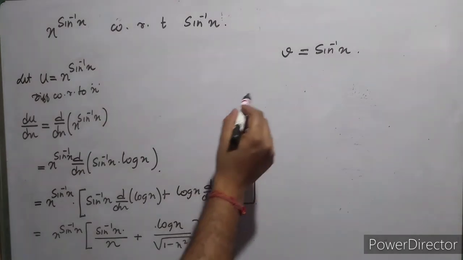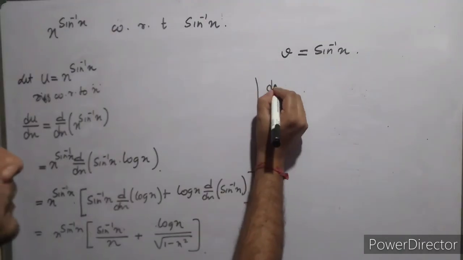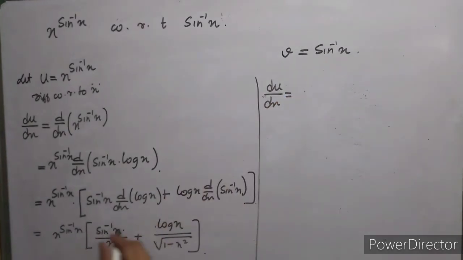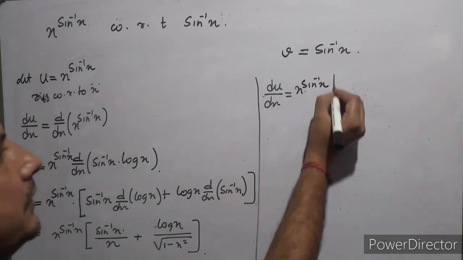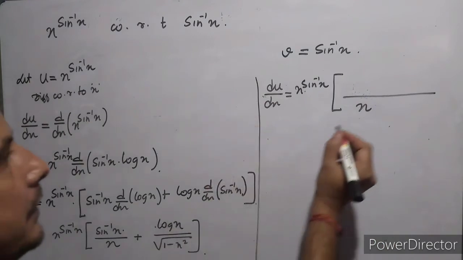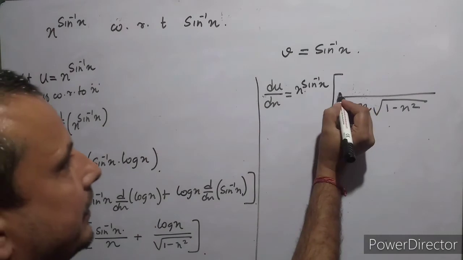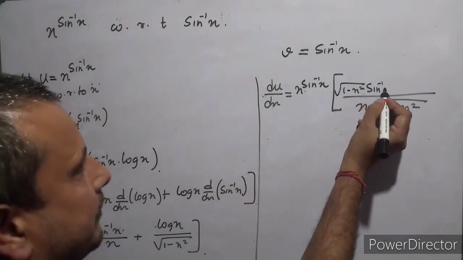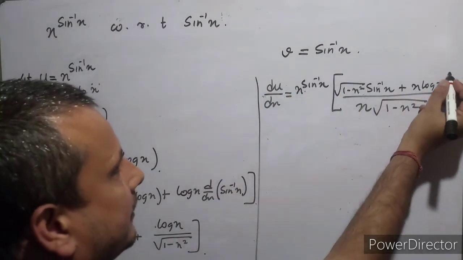Now I'll take the LCM over here. du upon dx is equal to the LCM within a square bracket. The LCM is x under root 1 minus x square. After taking the LCM, we can write under root 1 minus x square sin inverse x plus x log x.